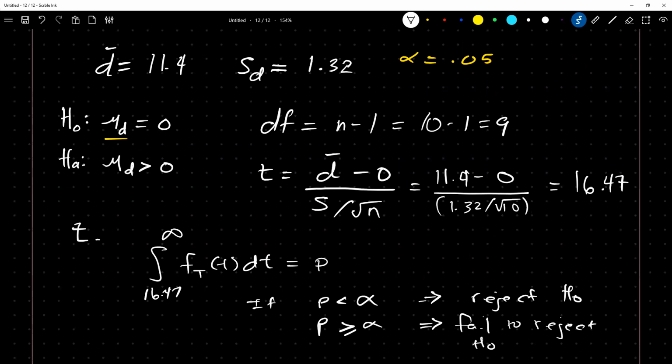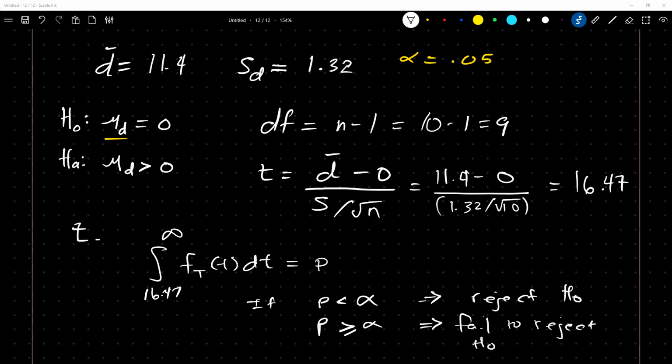So we could say that at the 5% significance level, the evidence supports that there's an increase in the gas mileage by using the fuel additive.